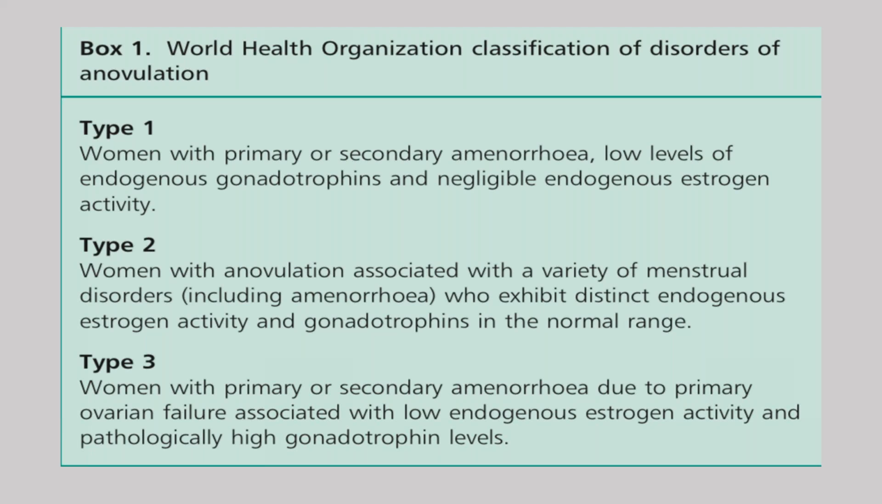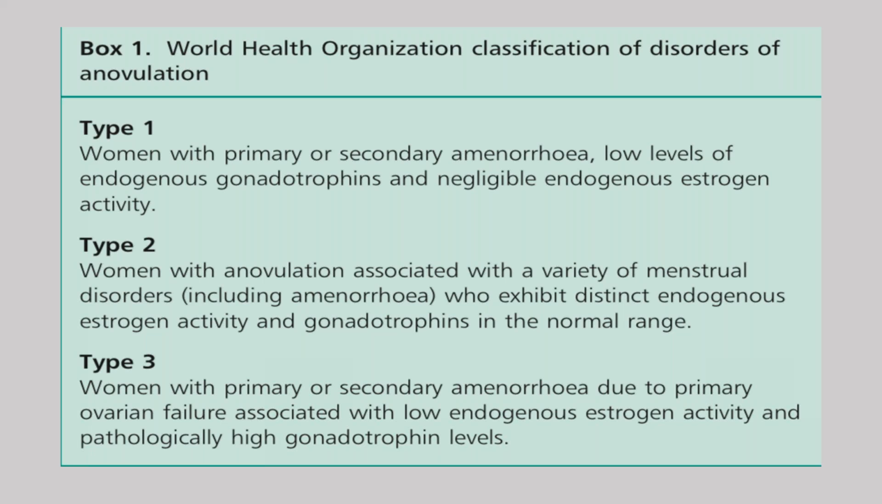We know that already from our previous knowledge of infertility that there are three classes of anovulation. Anovulation means ovulatory dysfunction, where ovulation is not happening. Anovulation is one of the commonest causes of infertility after the male infertility pattern. So we have to now see type 1, type 2 and type 3.